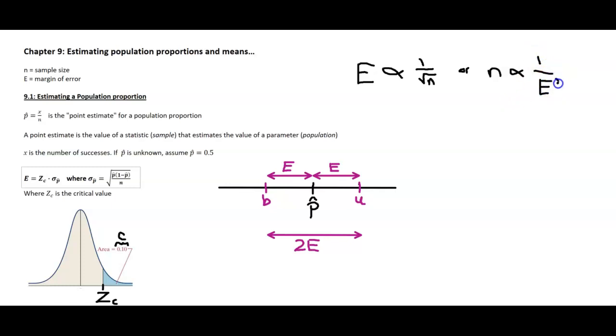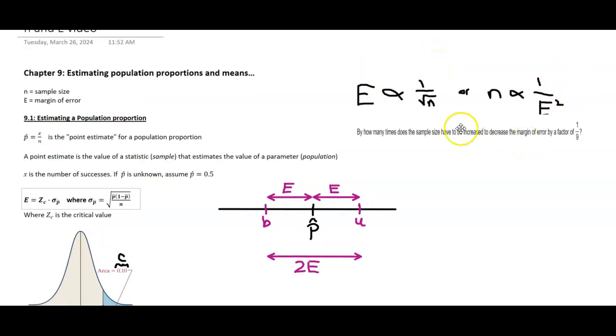So proportional means that these are basically equal with some constant number that can be used. Okay, so how E, the margin of error, and the sample size are related is useful for something like this. This is a question from the homework. By how many times does the sample size have to be increased to decrease the margin of error by a factor of 1/9?